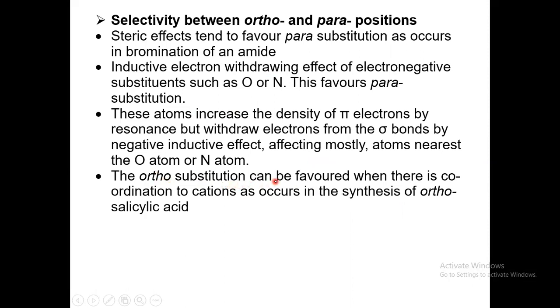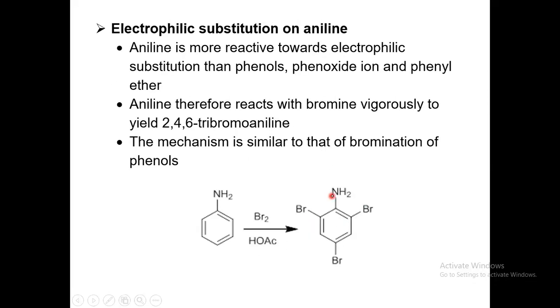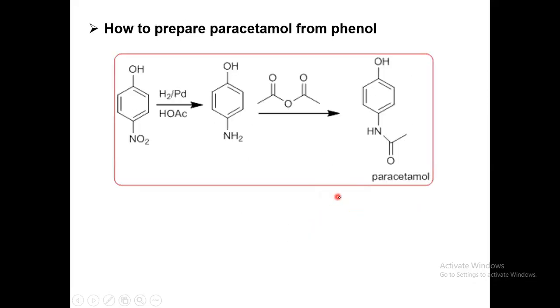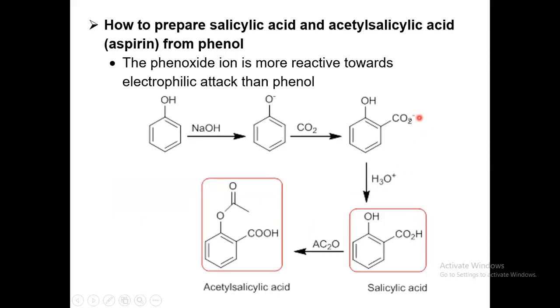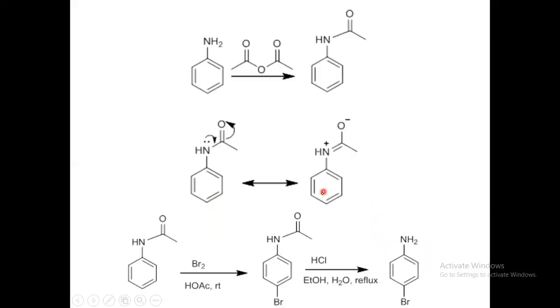The ortho substitution can be favored when there is a coordination to a cation, as occurs in the synthesis of ortho salicylic acid. So in salicylic acid, you realize that there was a negative charge, right? Even though we didn't show it here, it doesn't negate the fact that there's a cation. Usually, you have something like sodium, Na+, in the medium coordinated to this one. That coordination will help the ortho become the major product. So that's one thing that favors the ortho being the major product. We'll talk about another one as we go along the slide.